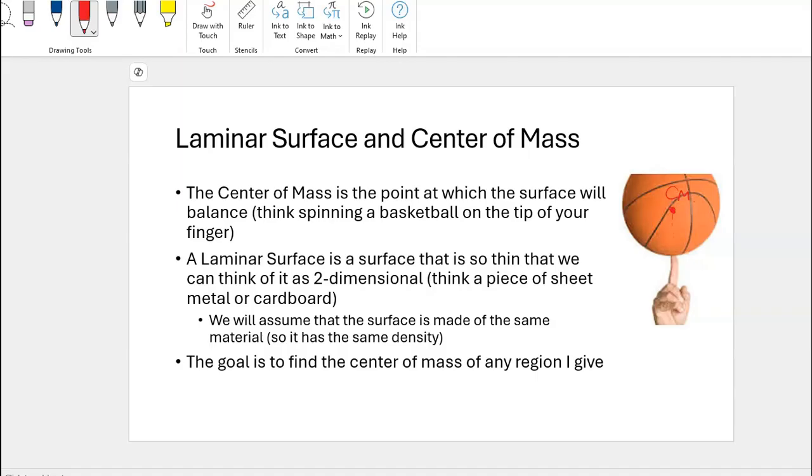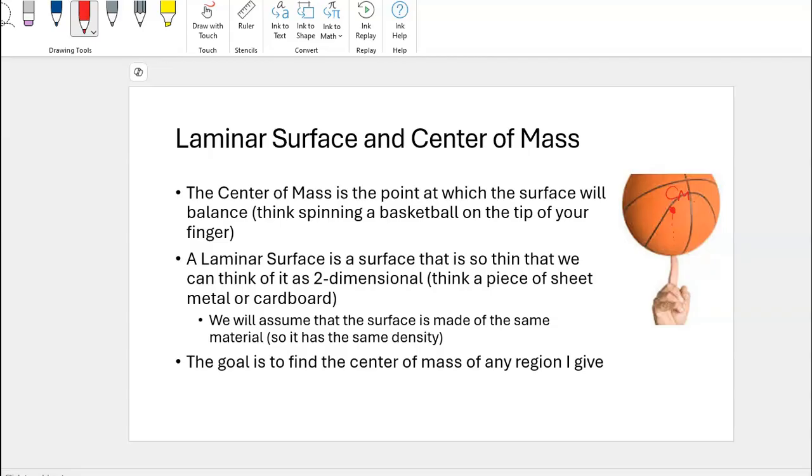balancing. Now a laminar surface, or a lamina, is a surface that's so thin that we think of it as being two-dimensional. Think about a sheet of paper, a piece of sheet metal, a piece of cardboard, something that is very thin, and we consider it to be two-dimensional, even though we know that it's three-dimensional.